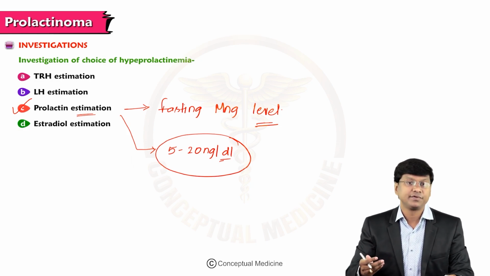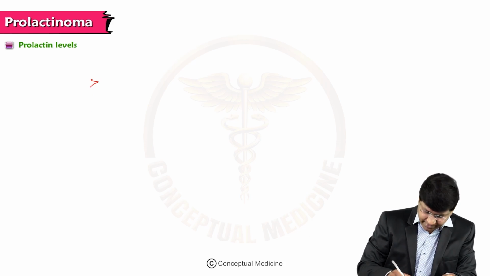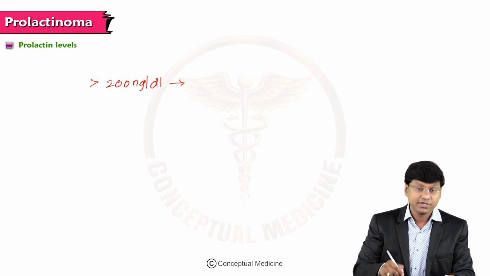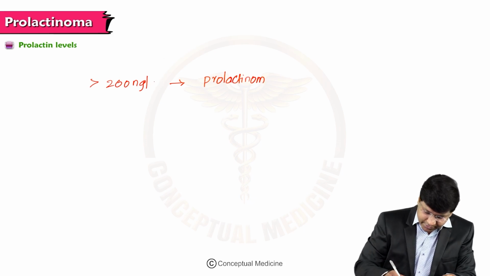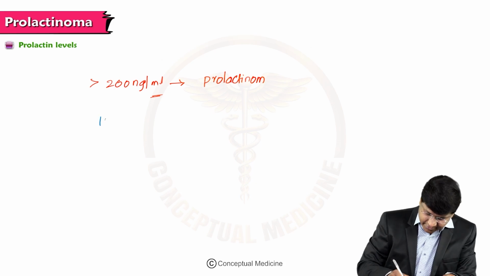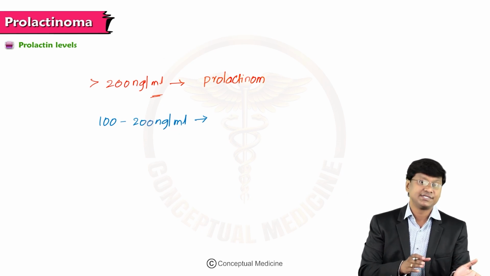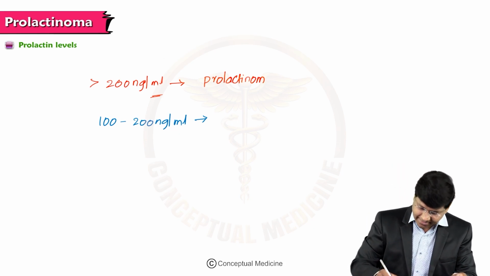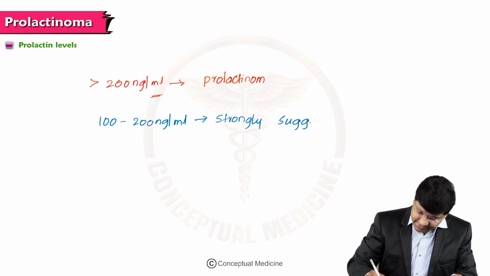Now, as I have said, the normal prolactin levels are 5 to 20 nanograms per deciliter. And what are the levels of prolactin in patients with prolactinoma? In case of prolactinoma, the levels should be more than 200 nanograms per ml. When the levels are more than 200 nanograms, that is the point when we use the terminology prolactinoma. Now suppose the levels are between 100 to 200 nanograms per ml, then it is considered strongly suggestive of prolactinoma, right? We cannot confirm prolactinoma, but this will strongly suggest prolactinoma.